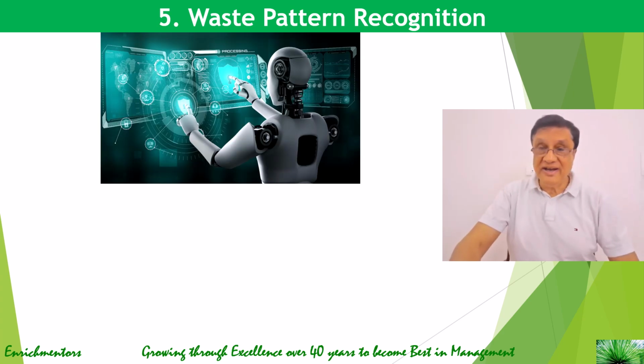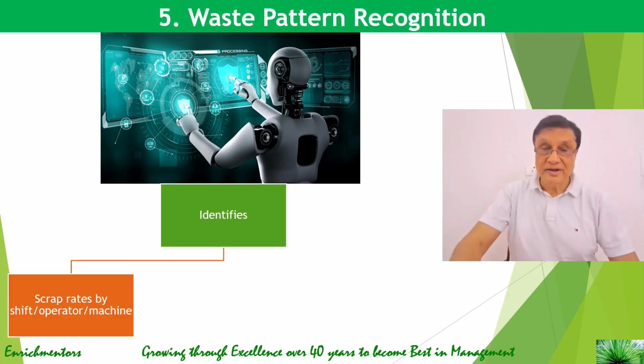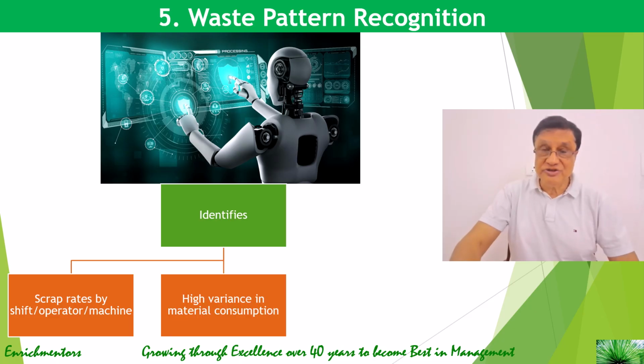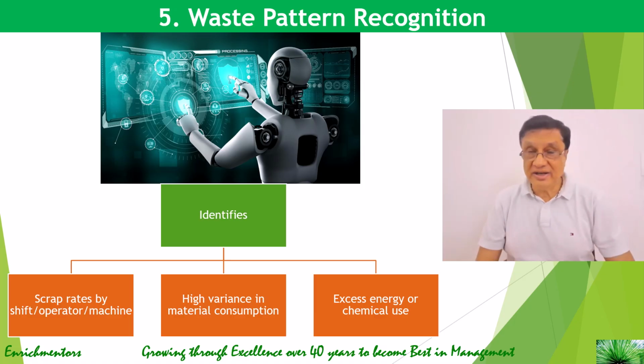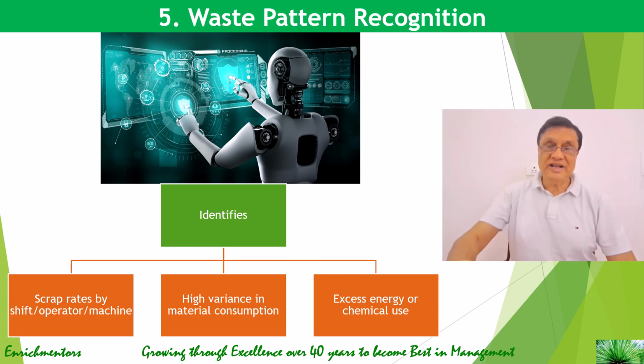Then you can also do waste pattern recognition. AI can identify scrap rates by shift, operator, and machine. It can also look at high variance in material consumption and excess energy or chemical use. For example, AI could detect that one production line wastes more material during night shifts, prompting a training review. So that's how it can recognize waste patterns.